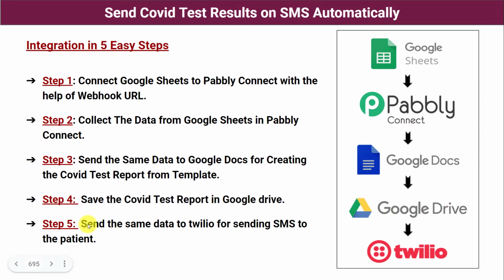Now in the last step, send the same data to Twilio for sending SMS to the patient. So now as the file is saved into Google Drive, we have to transfer the same data into Twilio so that we can start sending SMS to patients. So these are the steps which we need to follow to create the automation between Google Sheets and Twilio. I'm going to tell you each and every step in detail, so keep watching this video till last.